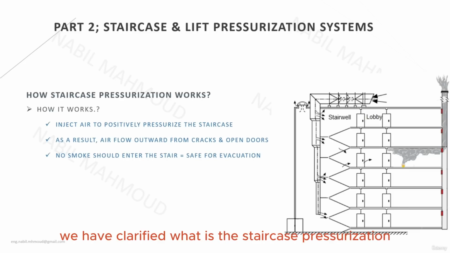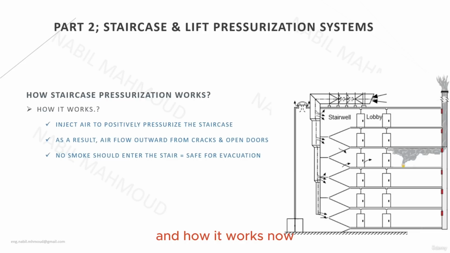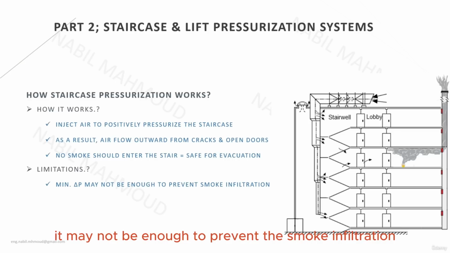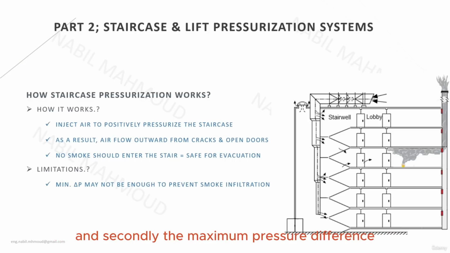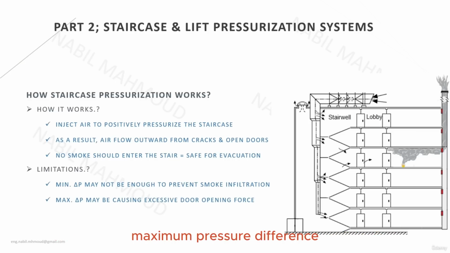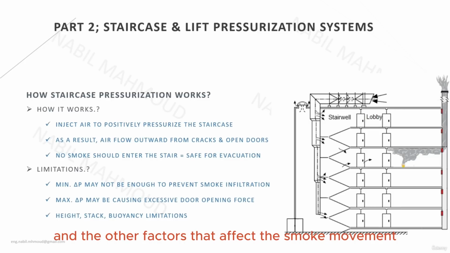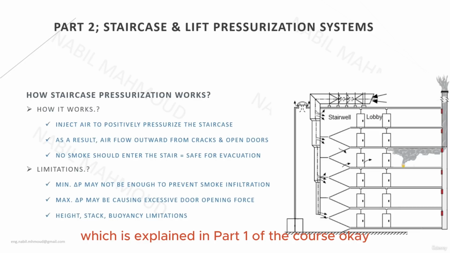Okay, now we have clarified what the staircase pressurization is and how it works. Now we need to understand what the limitations are that surround the design of the staircase pressurization. The first limitation is the minimum pressure difference. Minimum pressure difference, in some cases, may not be enough to prevent the smoke infiltration. And secondly, the maximum pressure difference. Maximum pressure difference may cause excessive forces on the cracks and on the doors of the staircase. And lastly, the height limit of the building and the stack effect and the buoyancy effect and the other factors that affect the smoke movement, which is explained in part 1 of the course.